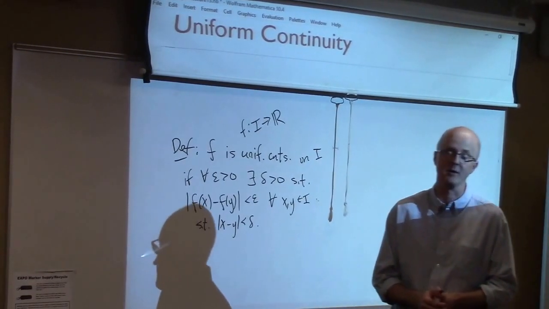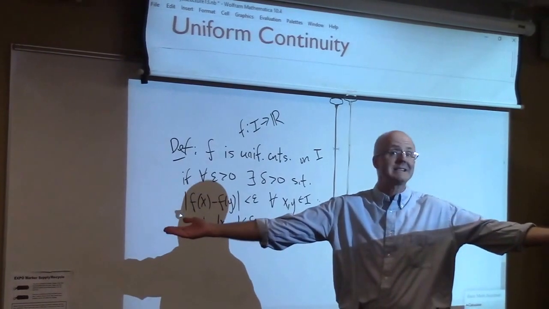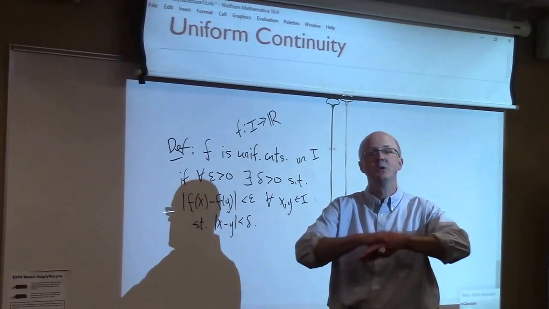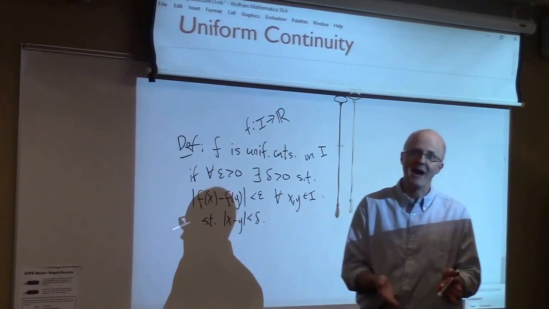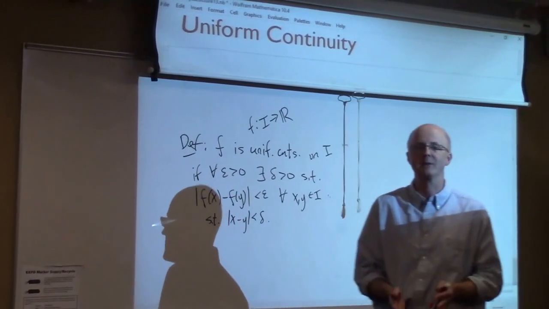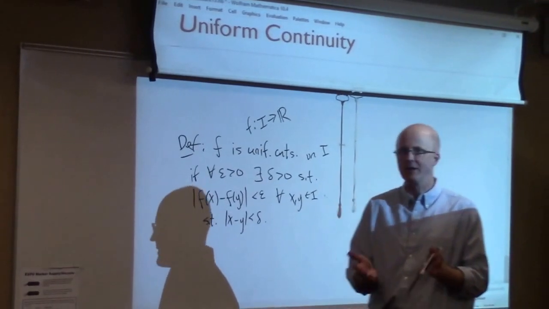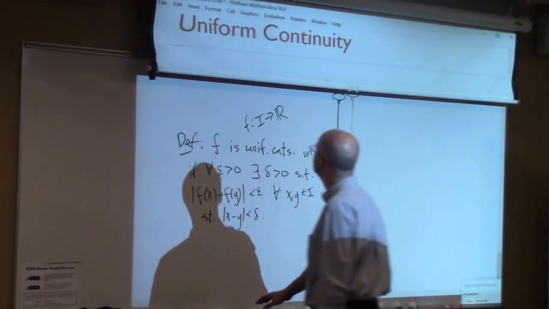They consider x squared on the entire real number line. It's continuous everywhere, but not uniformly continuous on the entire real number line. However, quadratics like x squared will be uniformly continuous on bounded intervals. They don't have to be closed intervals.